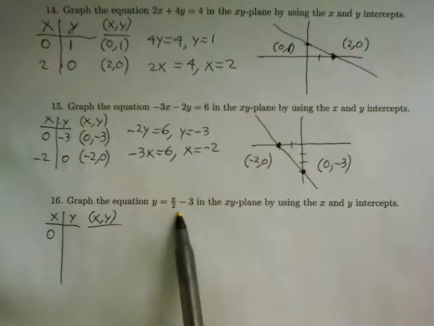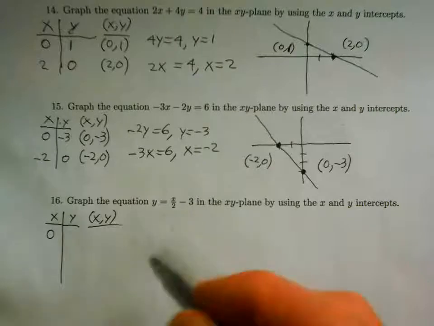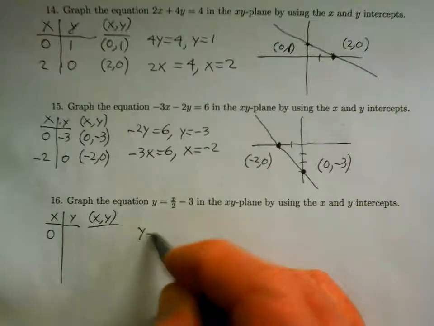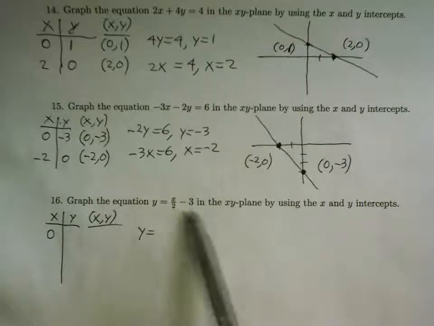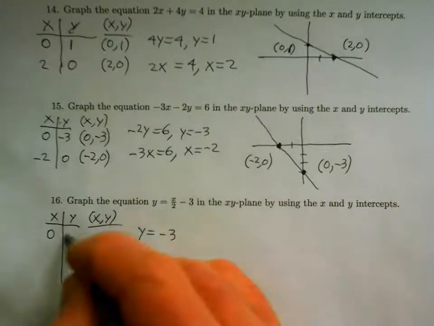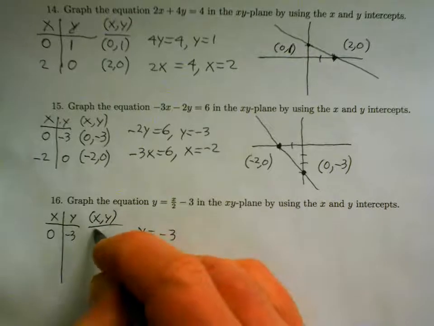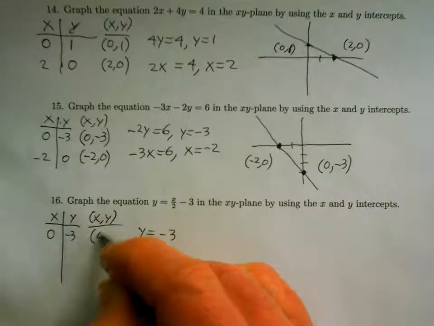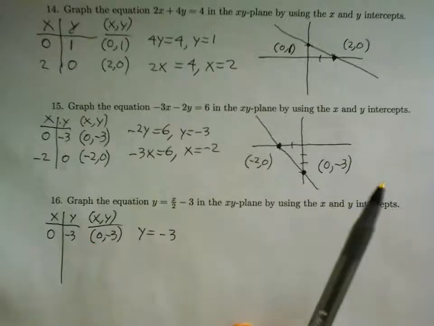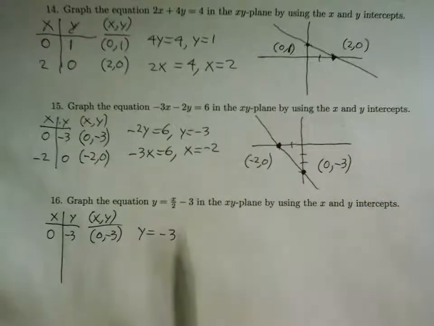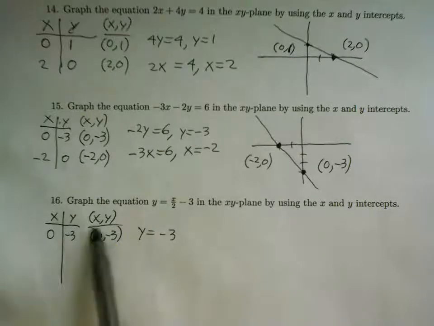Replace x with 0. So 0 divided by 2 is 0. 0 minus 3 is negative 3. So the y-intercept is 0, negative 3. Remember that the intercepts need to be enclosed in parentheses. The ordered pairs have parentheses.